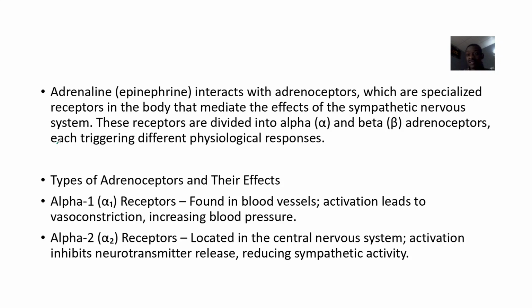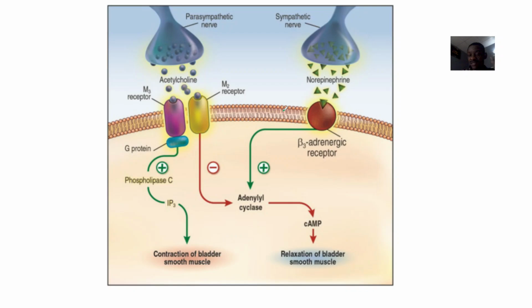So you should know that adrenaline is also known as what? Epinephrine. So it interacts with adrenoceptors. Now these are specialized receptors in the body that are meant for it. Alright? So they actually mediate the effects of the sympathetic nervous system. These receptors are divided into the alpha and the beta. You can see here that this is a beta adrenoceptor.